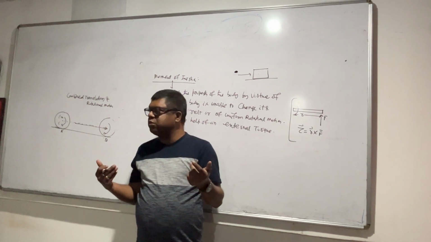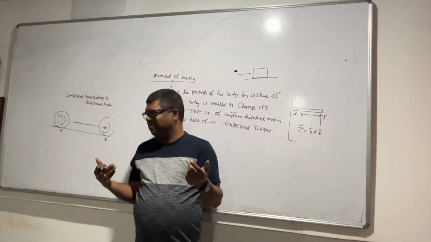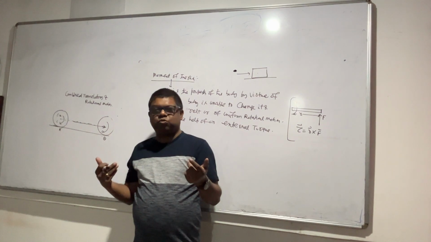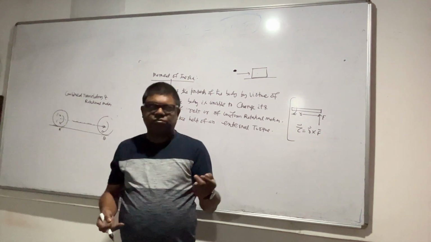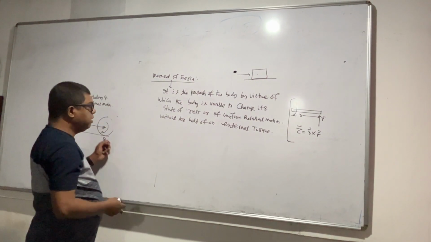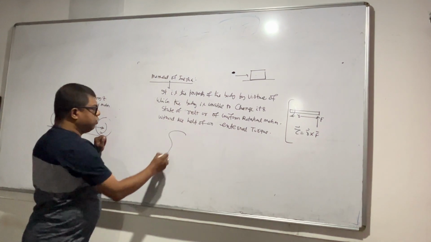Uniform rotational motion means rotation with a constant angular velocity. It will remain as such without the help of an external torque. And now, the moment of inertia. This is the rigid body.